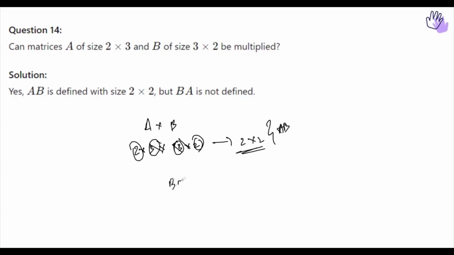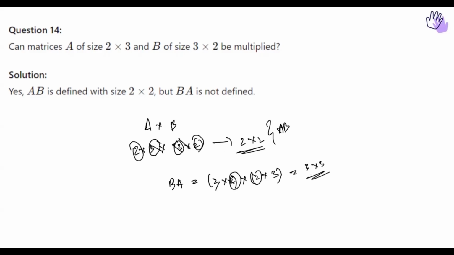But what about BA? BA is multiplying 3 by 2 with 2 by 3. Am I doing it correctly? Yes. B is of size 3 by 2 and A is of size 2 by 3, and we are trying to multiply both these matrices. We see that the 2 and 2 are the same. The number of columns in B is equal to the number of rows in A, so we can also multiply them, and we get a 3 by 3 matrix.